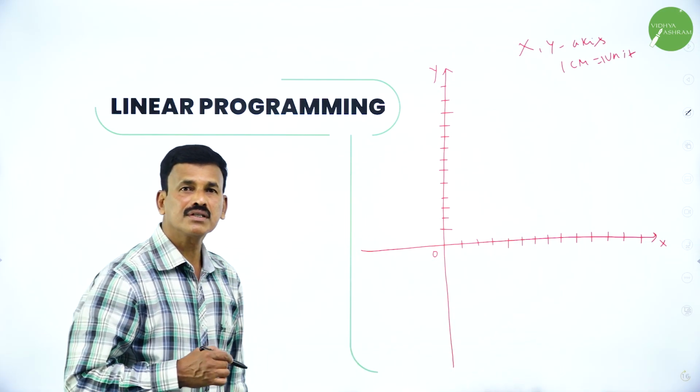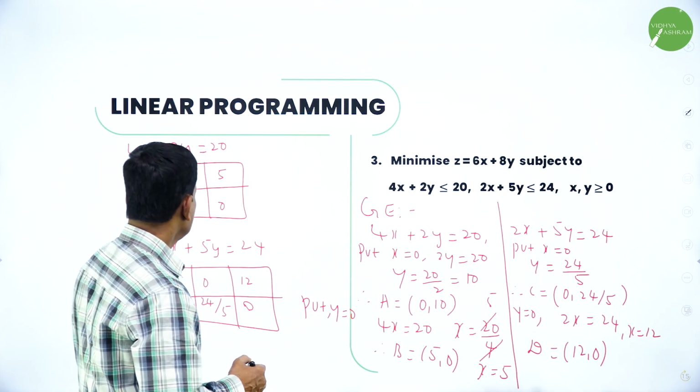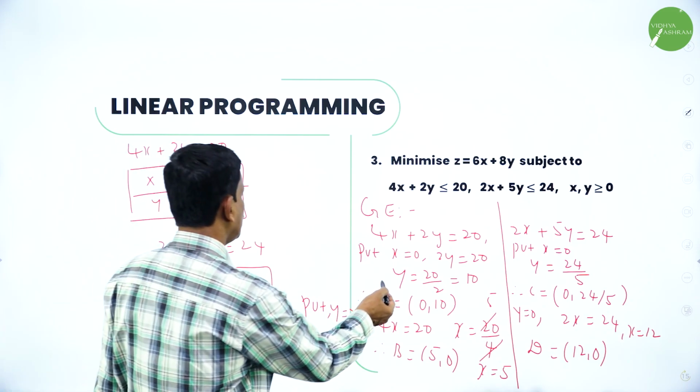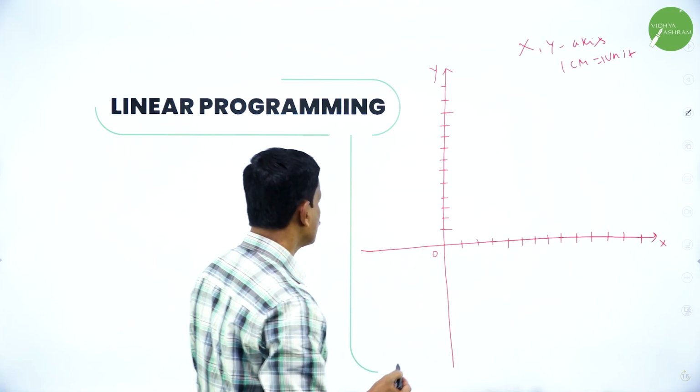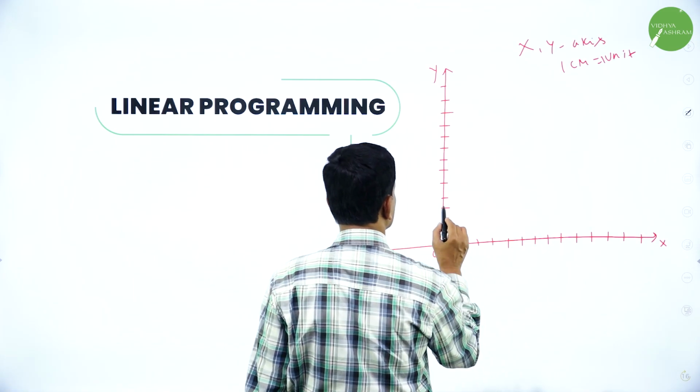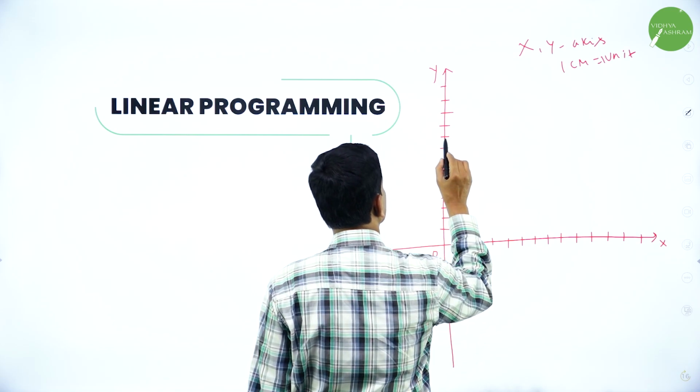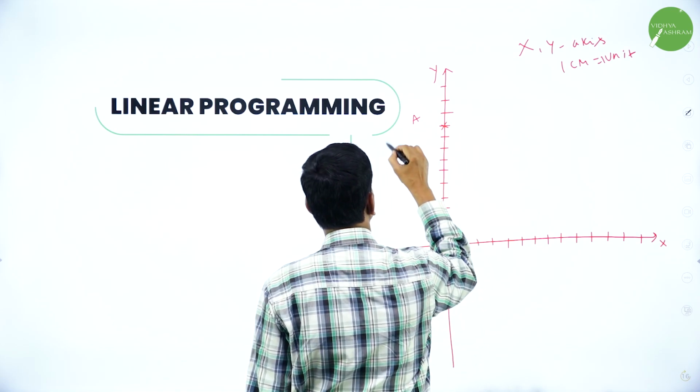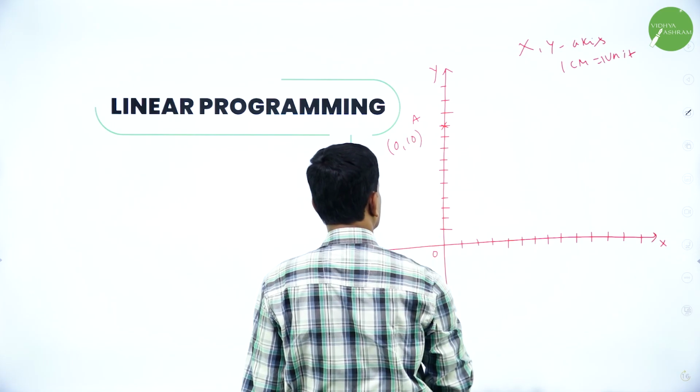Okay. Now, draw the graph. First point A: when x is equal to 0, y is equal to 10. When x is 0, y is 10. 1, 2, 3, 4, 5, 6, 7, 8, 9, 10. This is A, (0, 10).